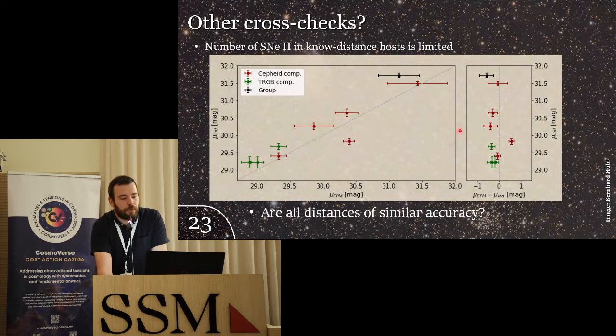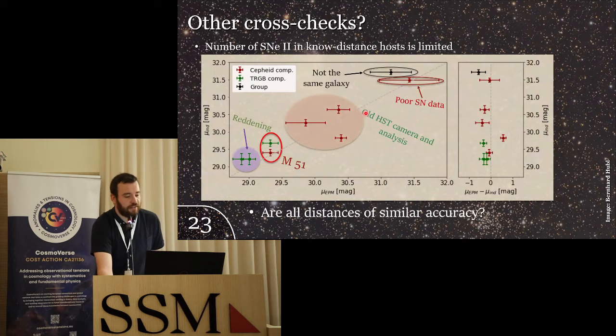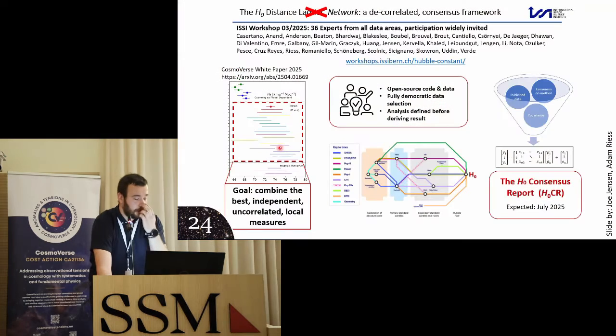But since nobody has been following up type 2 supernova host galaxies with HST observations, the comparisons are less precise. So the currently available host galaxies where you can do this comparison have various different shortcomings. I don't really want to delve into the details, but currently we only have one host galaxy where we can do this comparison between various distance estimation techniques very precisely. So we really need to expand this sample.